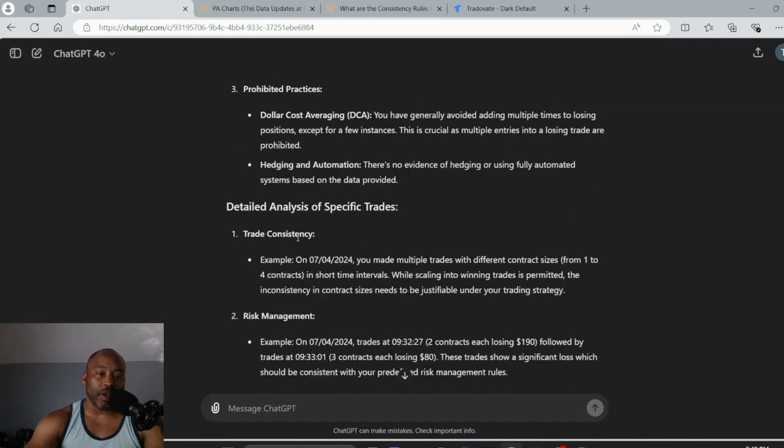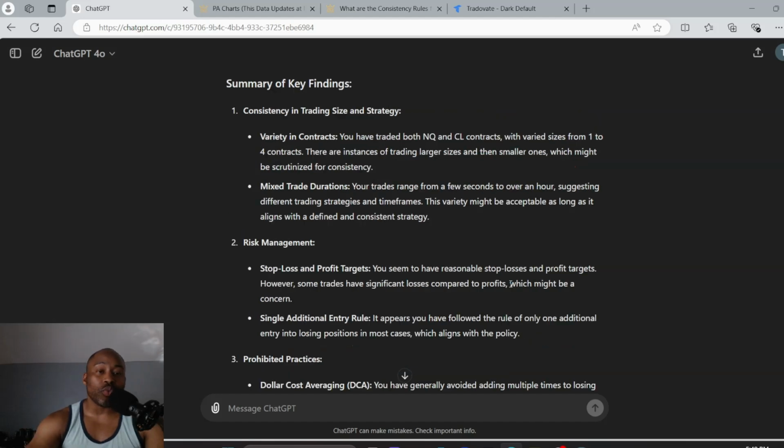So next, it says there's no evidence of hedging, which is great, but now it actually gives me specific trades that could have been in violation of Apex rules. The trading consistency on July 4th. First and foremost, let me just say July 4th was a terrible trading day for me.